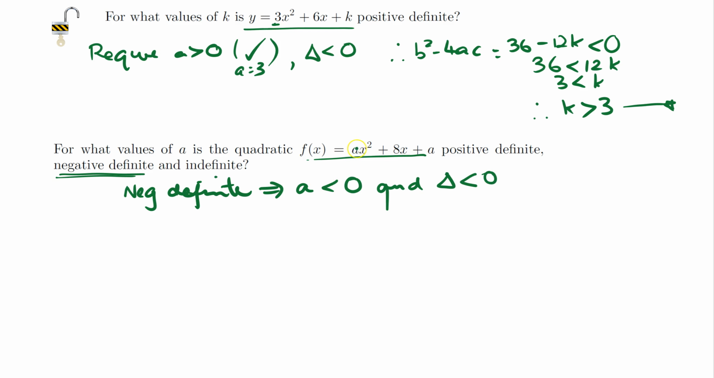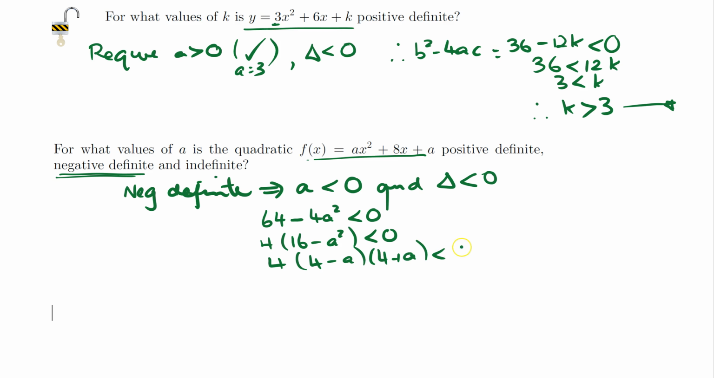So let's have a look at that. So a less than 0 is no problem. The discriminant is b squared, which is 64 minus 4ac, so 4a times a, so minus 4a squared. We want that to be less than 0. So if I take 4 out as a common factor, I've got 16 minus a squared less than 0, which is 4 outside of 4 minus a, 4 plus a is less than 0.